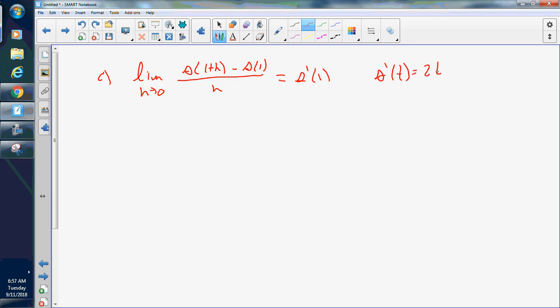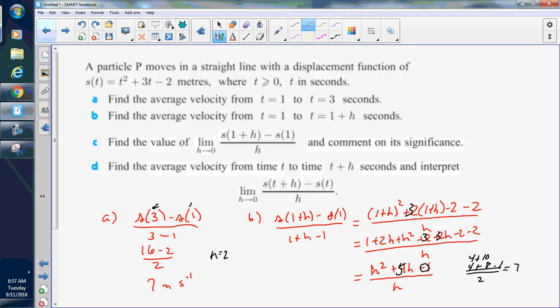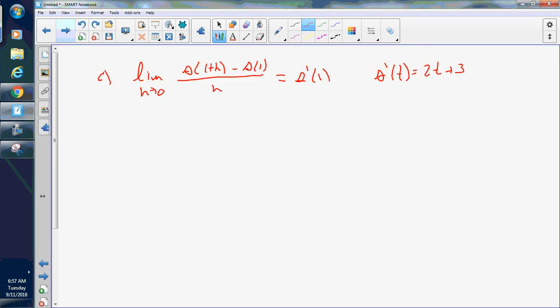The derivative is going to be 2t plus 3. Go back and double check. So t squared plus 3t, 2t plus 3. So s prime of 1 is going to equal 5 meters per second.